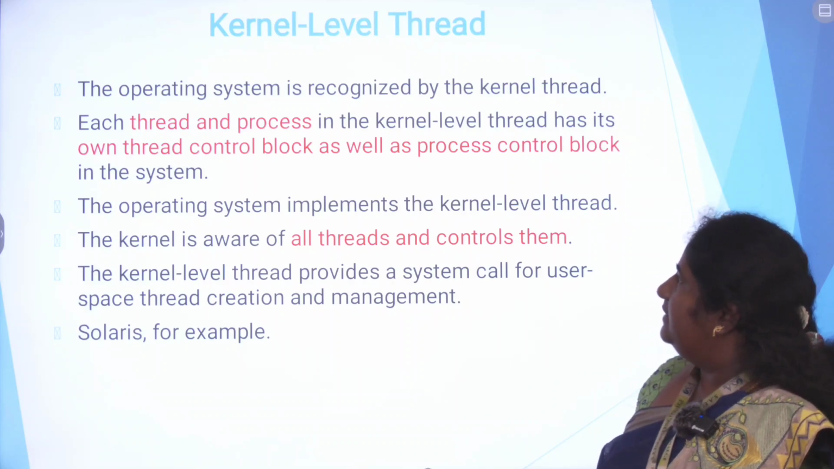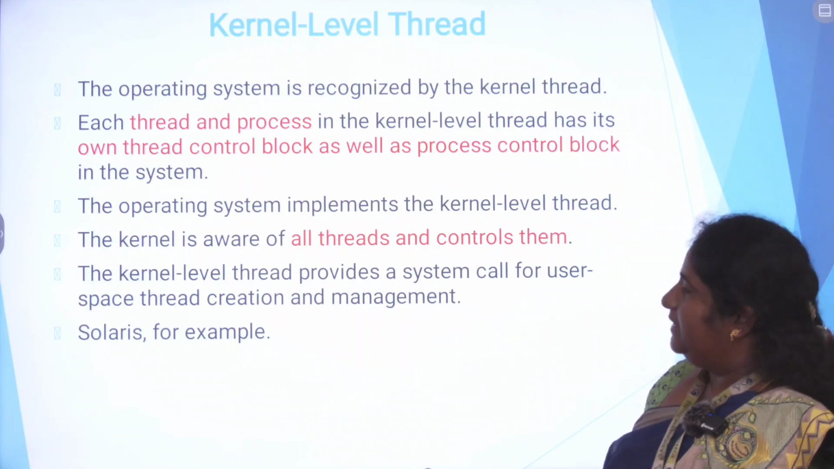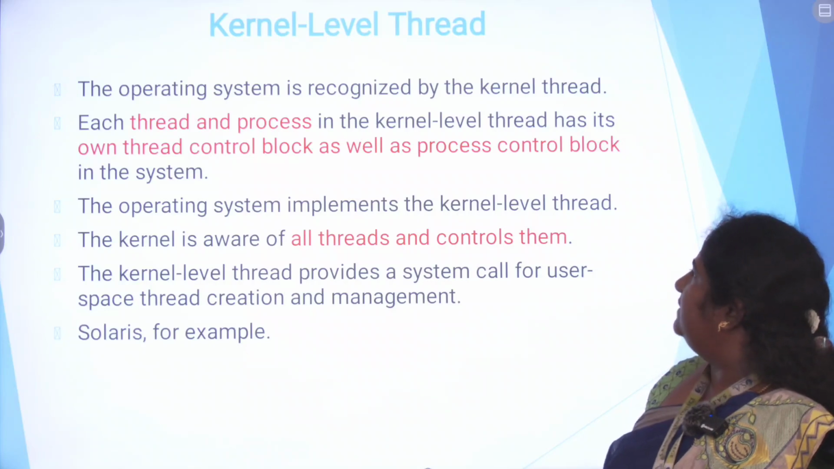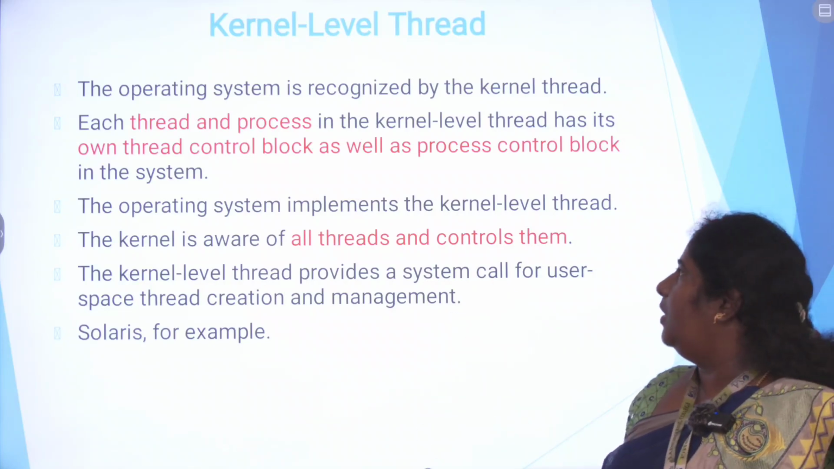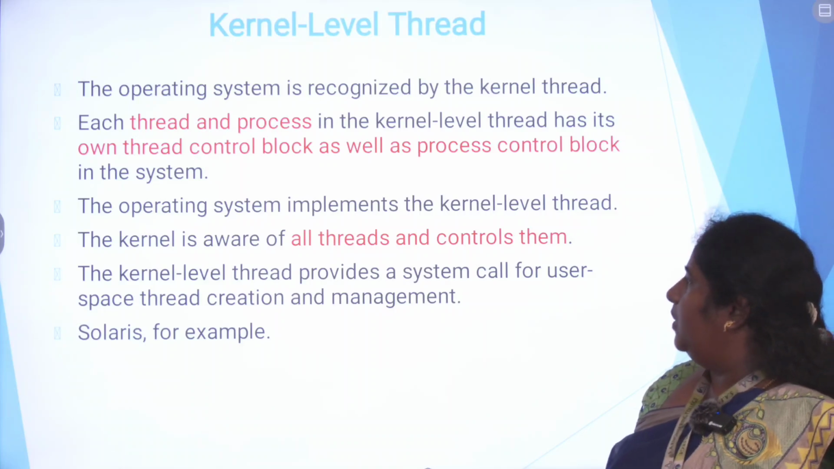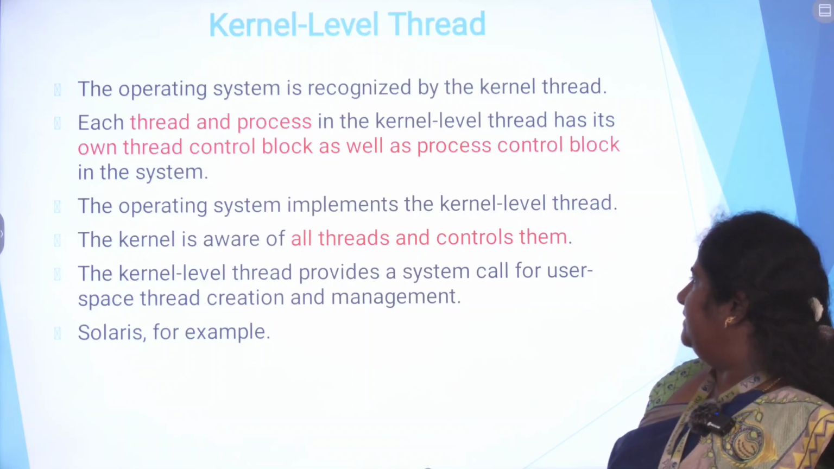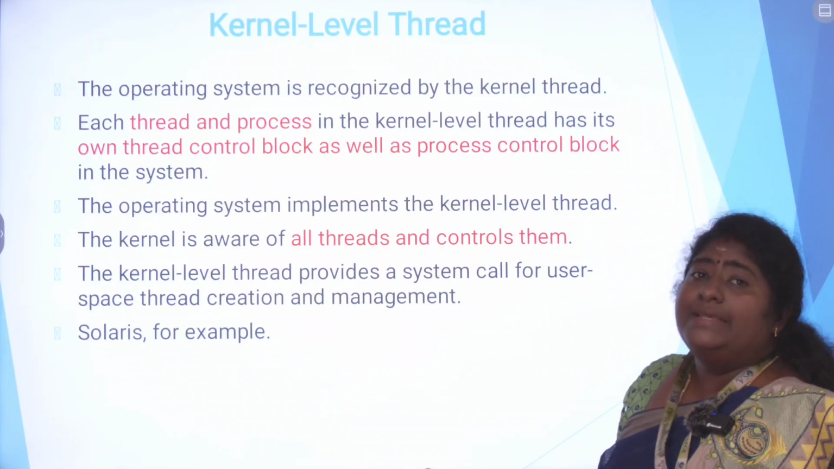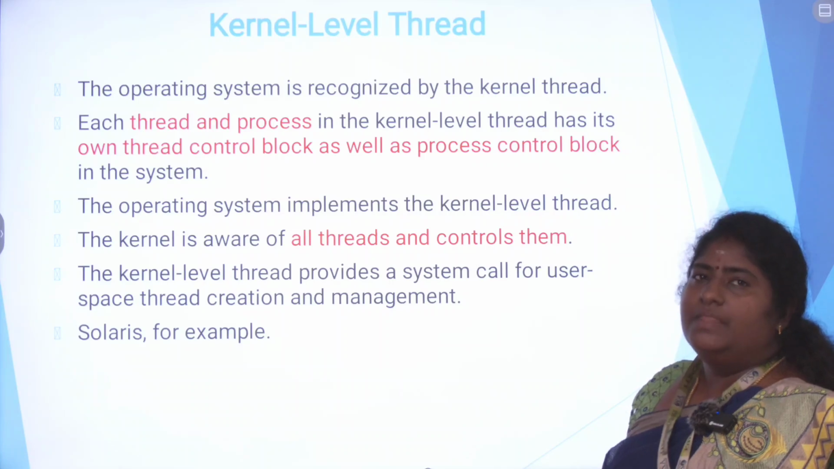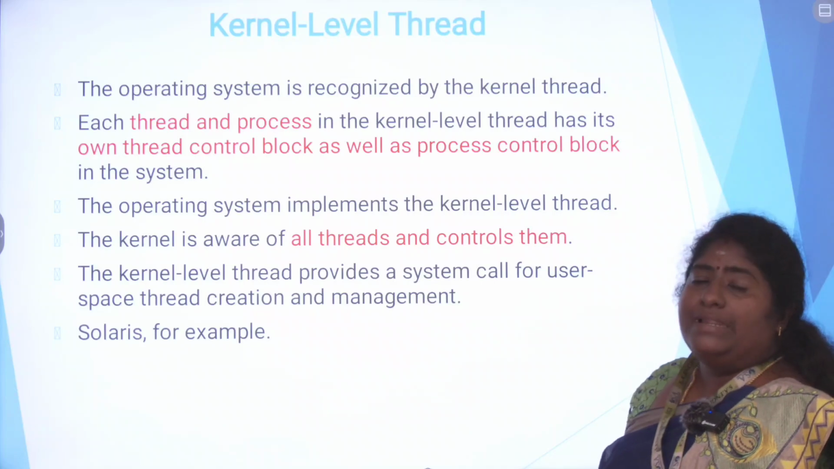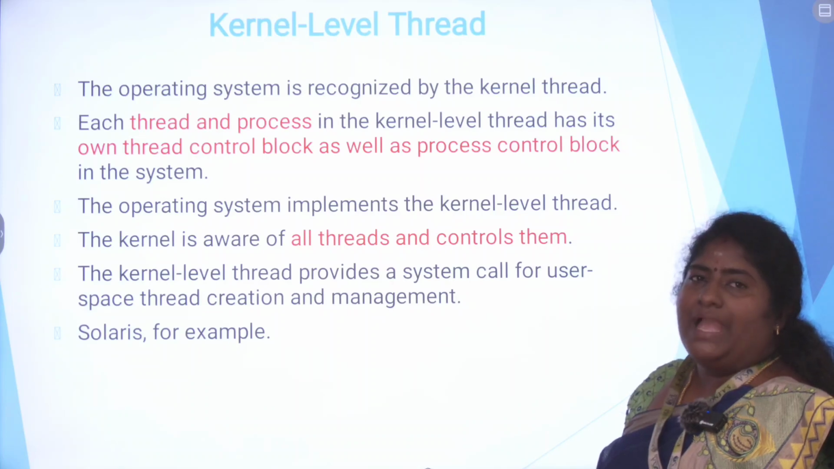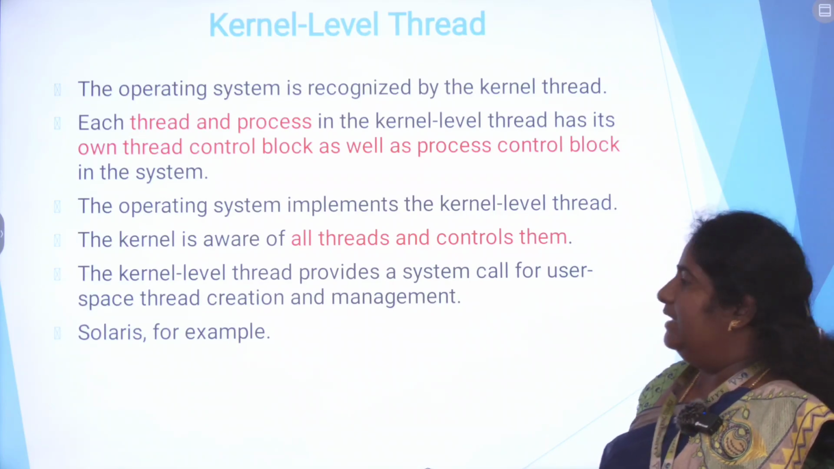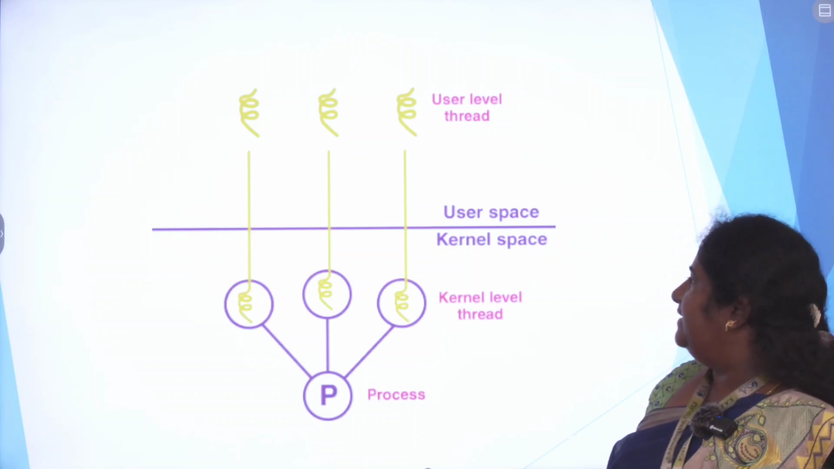So when considering the kernel level thread, the operating system is recognized by the kernel thread. Each thread and process in the kernel level thread has its own thread control block and process control block in the system. The operating system implements the kernel level thread. The kernel is aware of all the threads and controls them. Since all the kernel level threads are created by the operating system, it is aware of all the kernel level threads and their present execution. It is not aware of the user level thread, as I said before, because user level threads are created by the user and are not known to the kernel. The example for this is Solaris thread.